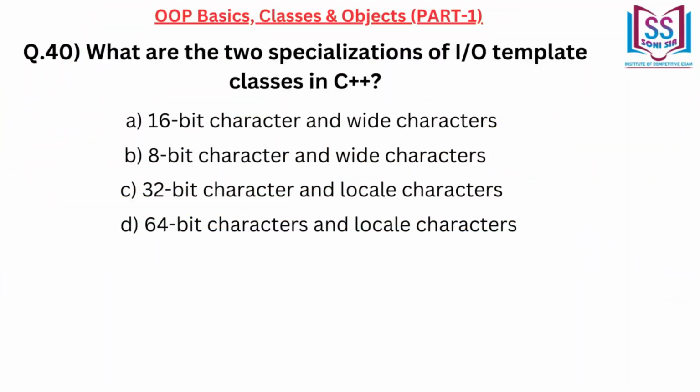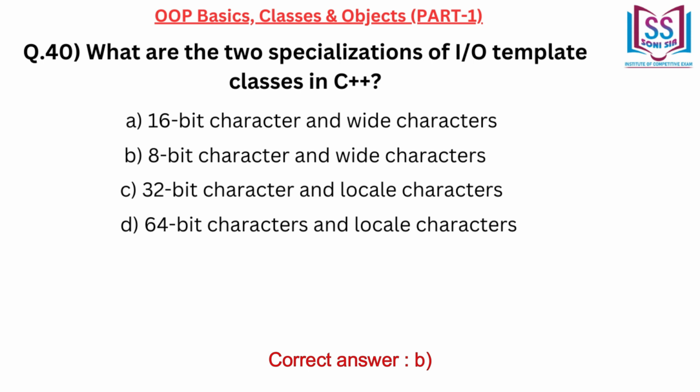What are the two specializations of input-output template classes in C++? A. 16-bit character and wide characters. B. 8-bit character and wide characters. C. 32-bit character and locale characters. D. 64-bit characters and locale characters.